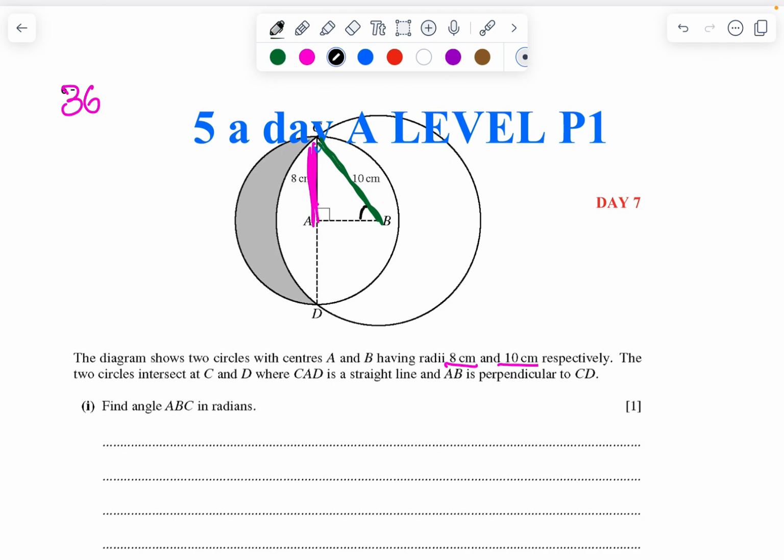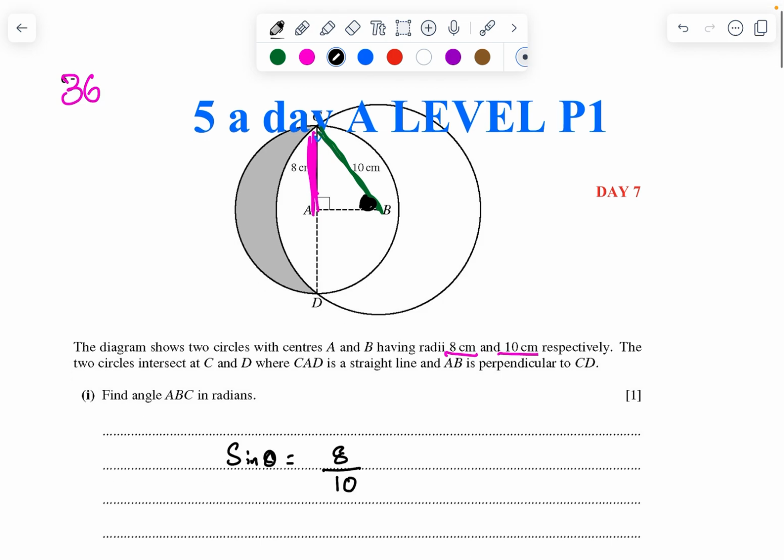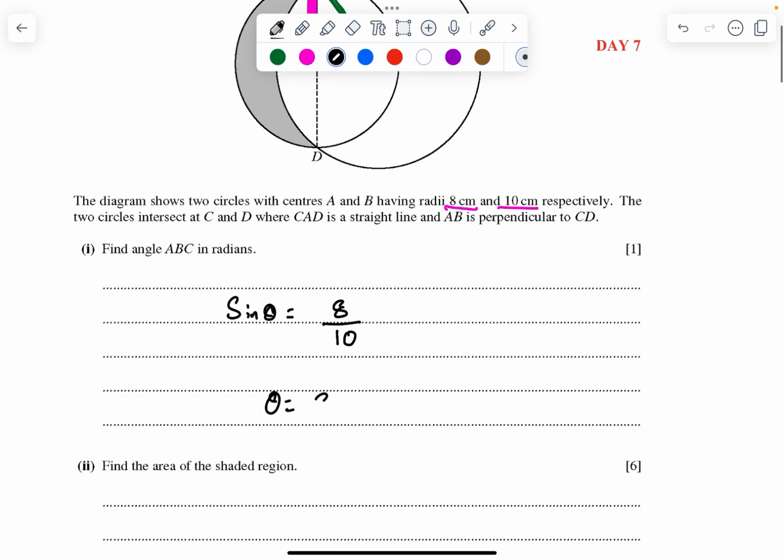So which particular angle? This particular angle is being asked. For that, sine theta equals opposite side 8 over hypotenuse 10. So theta equals sine inverse of 8 upon 10. Use the calculator. You should be getting 0.927 radians.